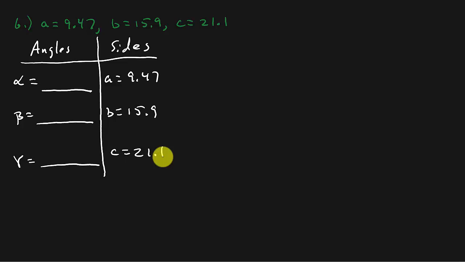Now, what do I solve for first? Do I need to solve for the smallest angle, the largest angle, or does it matter? Honestly, it doesn't matter. I know what you're thinking: why don't we just solve for the smallest one first? Yeah, you can do that. That's fine. Solve for the smallest one first, then the next smallest, and then the largest. That's fine.